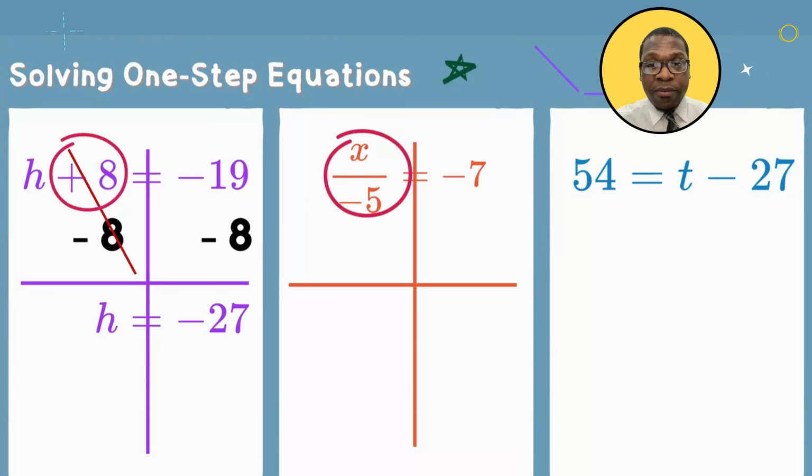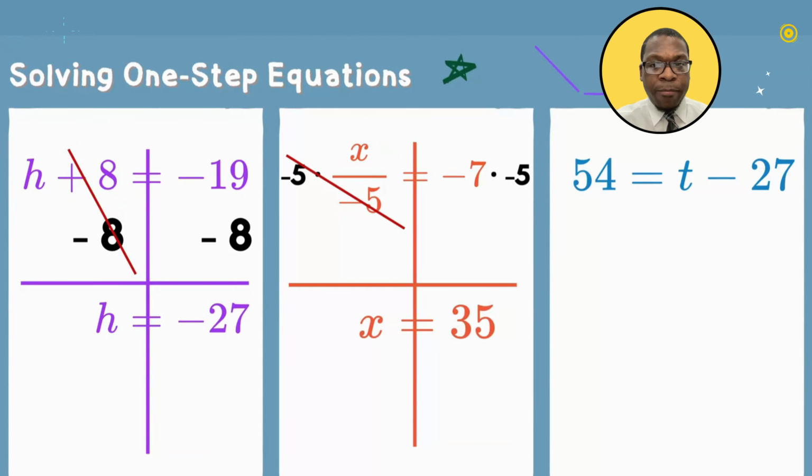The opposite of dividing by negative 5 would be multiplying by negative 5. So I multiply this side by negative 5, I multiply the other side by negative 5. The two negative 5s cancel out. Now I have x equals negative 7 times negative 5. And we know a negative times a negative is a positive, so our answer should be x equals 35.